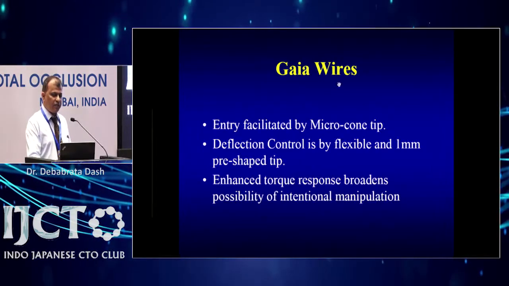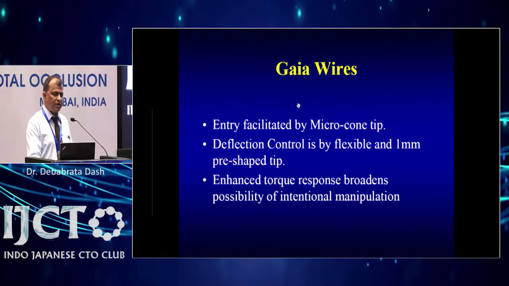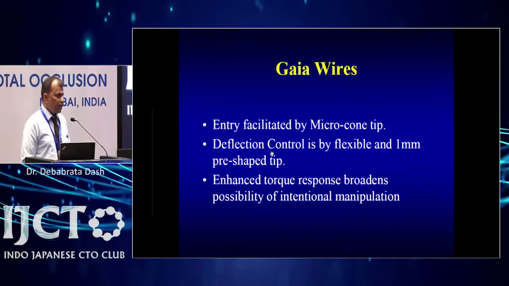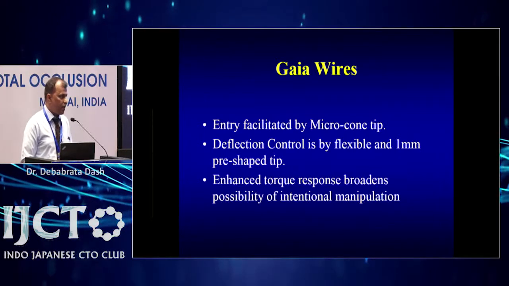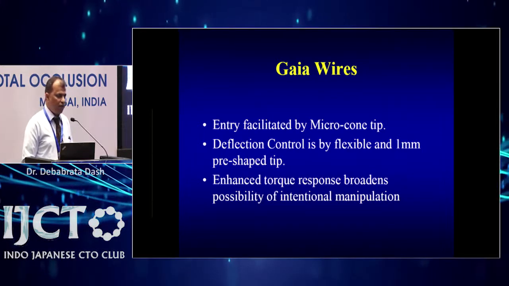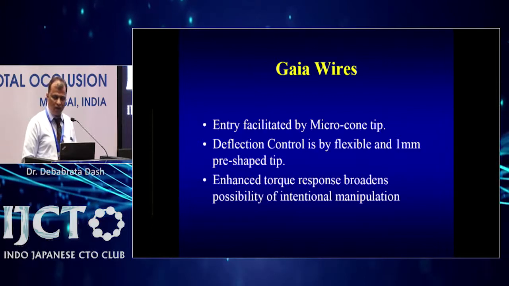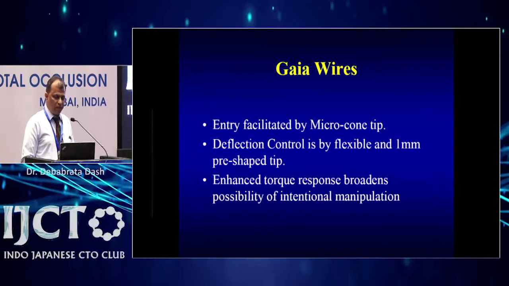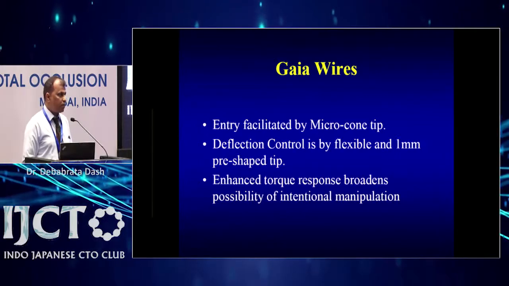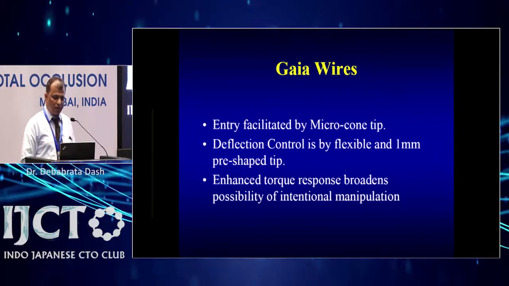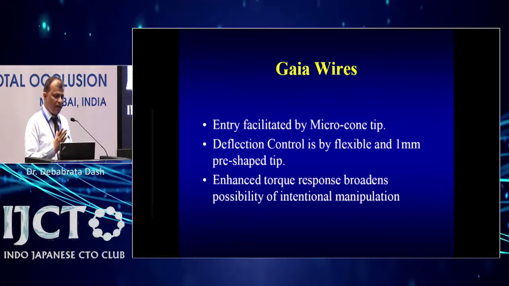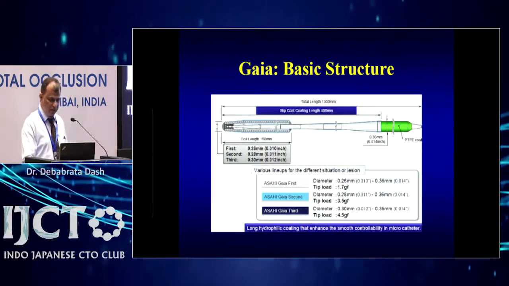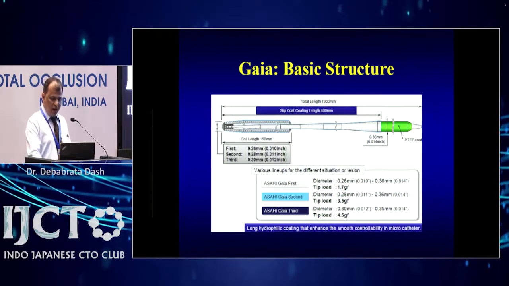So Gaia, this has revolutionized our integrated CTO techniques. These wires are very important. The entry of the CTO is facilitated by the microcone tip and deflection control is by the flexible 1 millimeter preset tip. The enhanced torque transmission broadens the possibility of intentional manipulation. So three components: entry, deflection control, and intentional manipulation. The basic structure of Gaia.